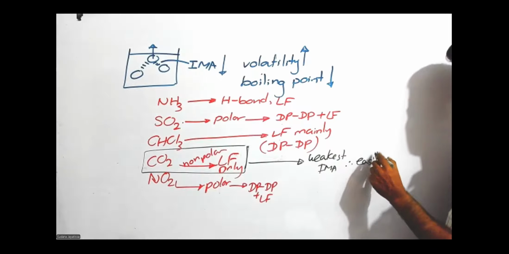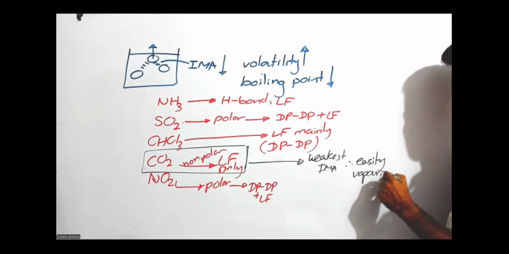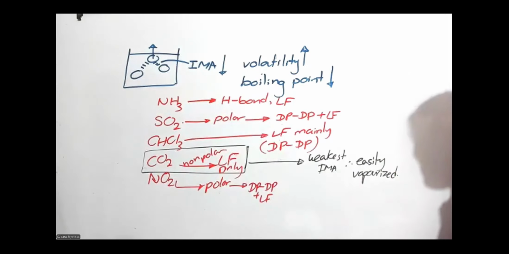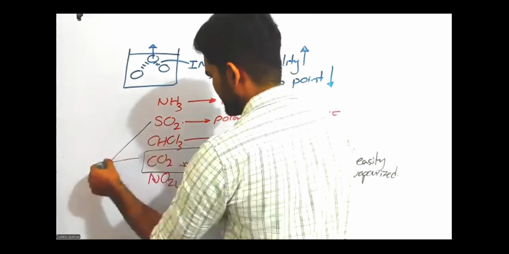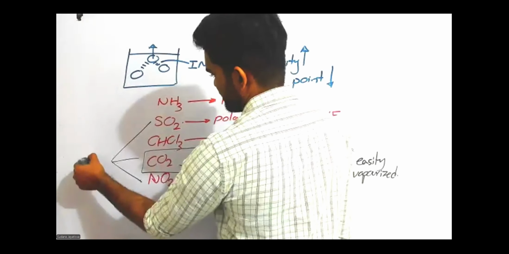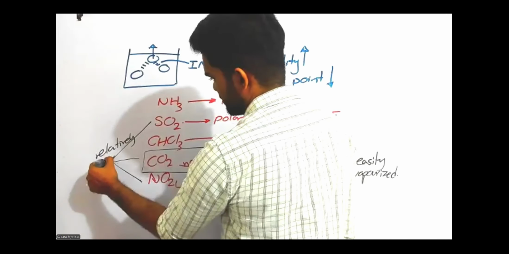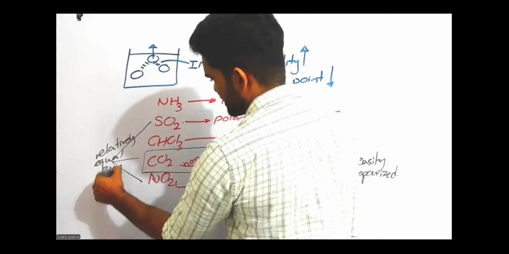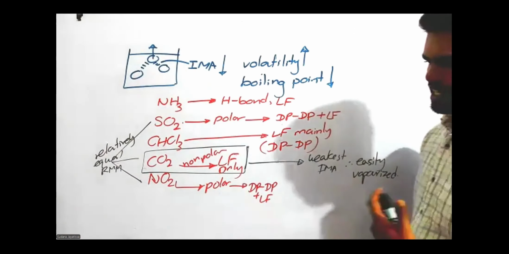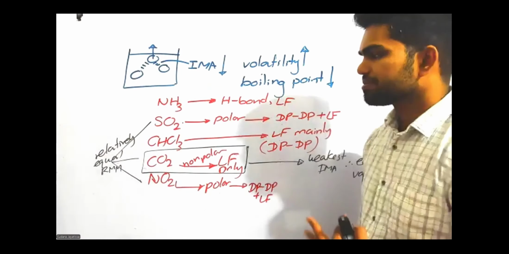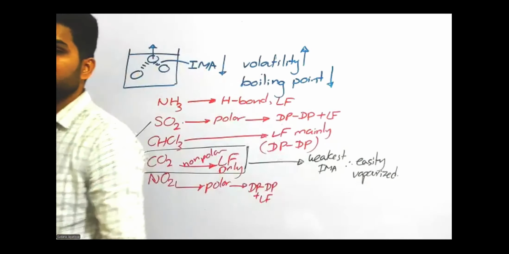Easiest to vaporize. Easily vaporized. Okay, so we can take these three as having relatively equal relative molecular masses. If they have relatively equal relative molecular masses, then the polar molecules will have higher boiling points.